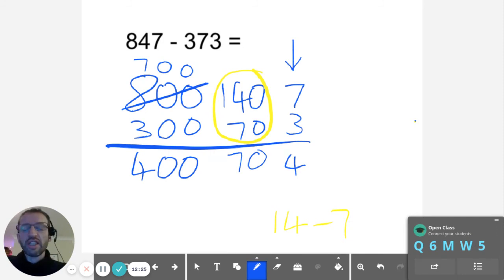Okay, so that's what you're going to have to do today to be successful. You're going to need to lay the work out neatly, as I've shown you, and make sure you get all the answers right.